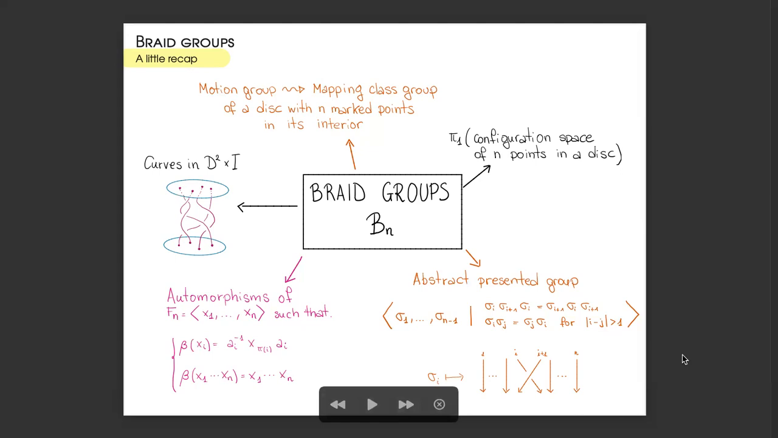Moreover, we can introduce it as an abstractly presented group with the Artin presentation here. This is not the only known presentation of the braid group, but it's the most common. We can also write it diagrammatically by indicating every generator as a diagram, and then writing the relations as braid-like motions with the pictures. And finally, we can see it as the fundamental group of the configuration space of n points in a disk.